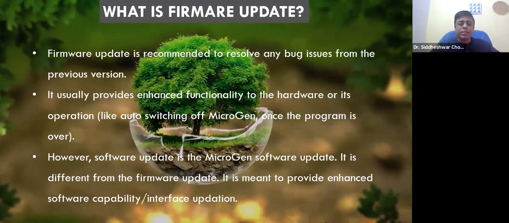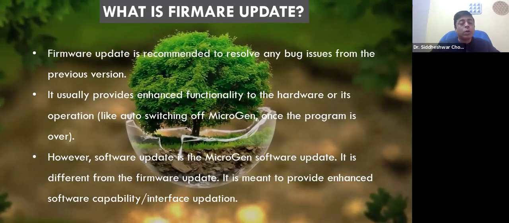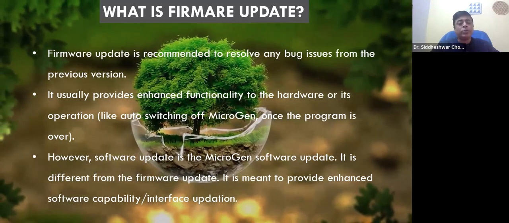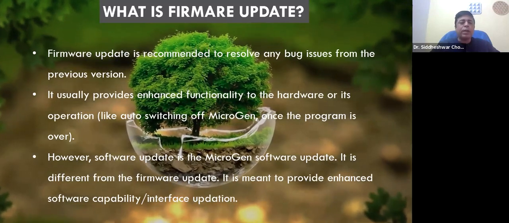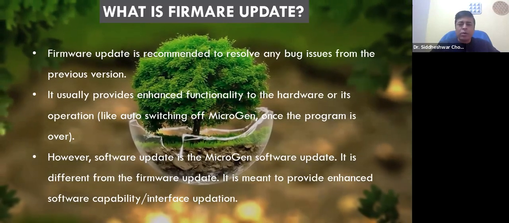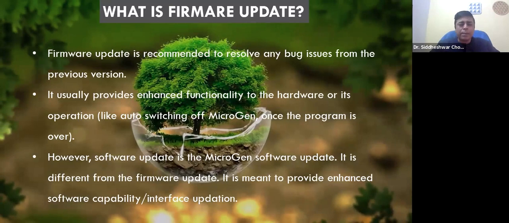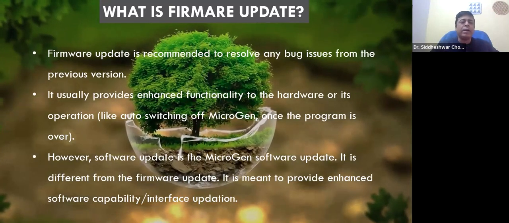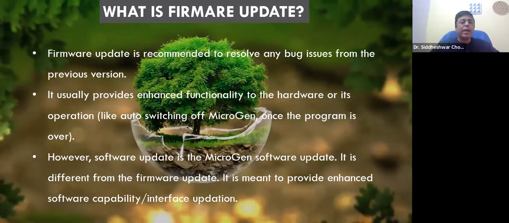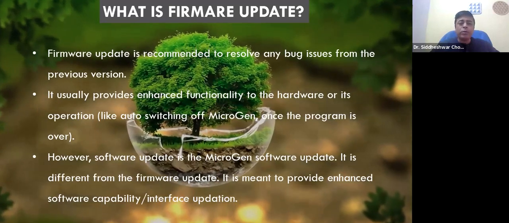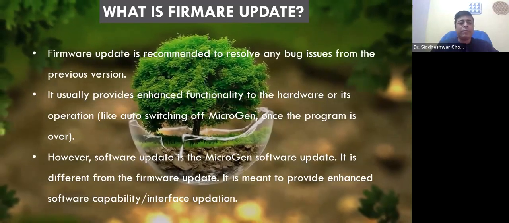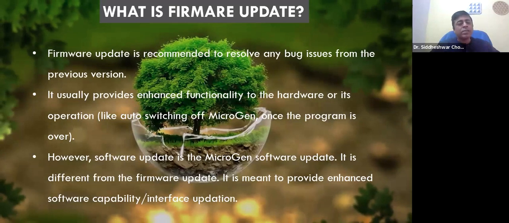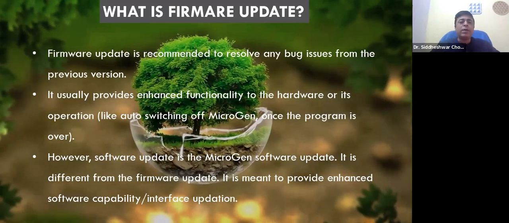In such cases, to sort out hardware related issues, for example if the MicroGen is turning off suddenly, or it is turning on automatically, it's a very simple example I'm giving you here, that is where firmware update comes in. So it will tackle any hardware related issue. If a bug has been reported to the team, they will bring out a firmware update and they will ask you people to update your firmware.